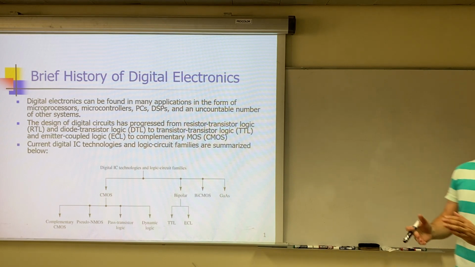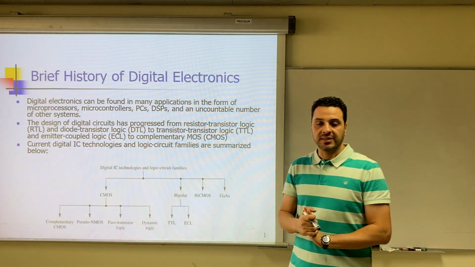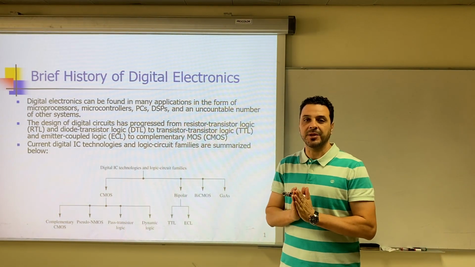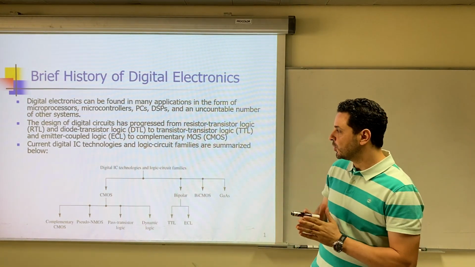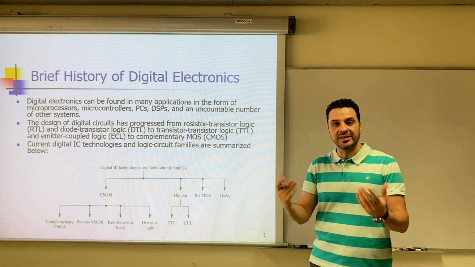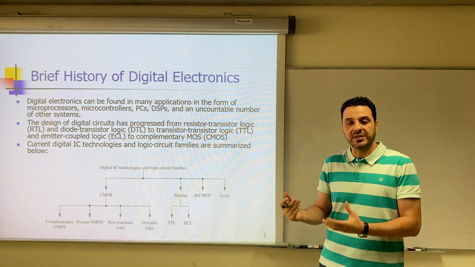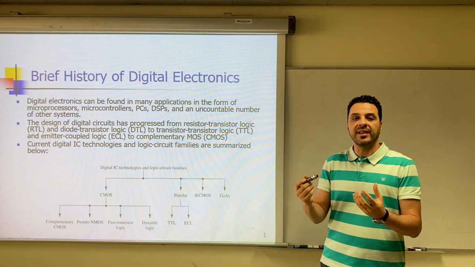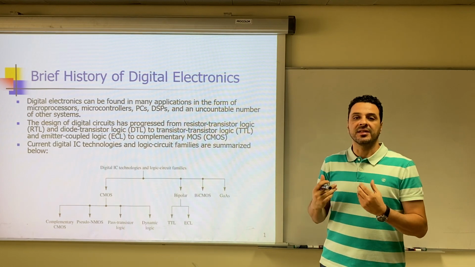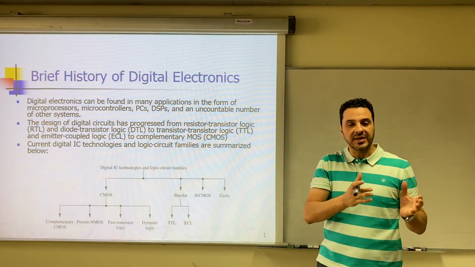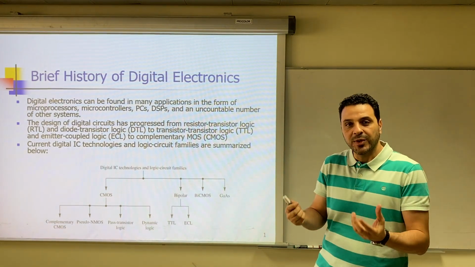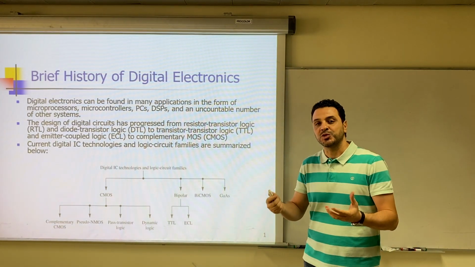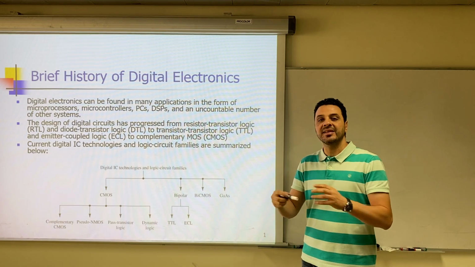So far in our course we have been talking about analog electronics, and now we are going to start the second part of our course, in which we are going to discuss digital electronics. What's the difference between analog electronics and digital electronics? Analog electronic circuits are circuits that deal with analog signals. Digital electronic circuits are circuits that deal with digital signals. So now we ask the question, what is the difference between analog signals and digital signals?